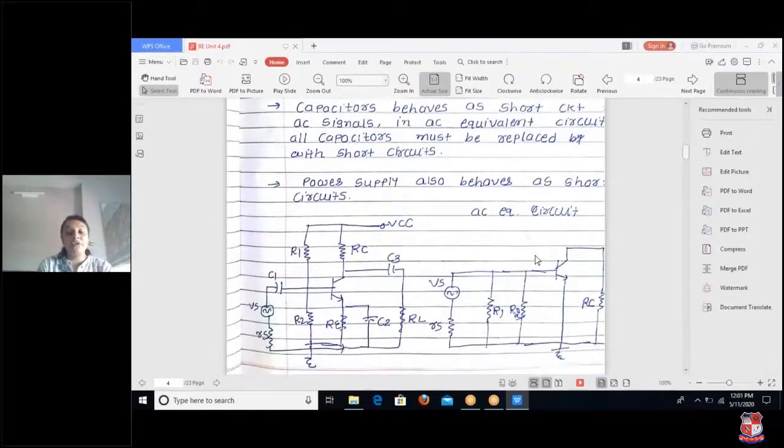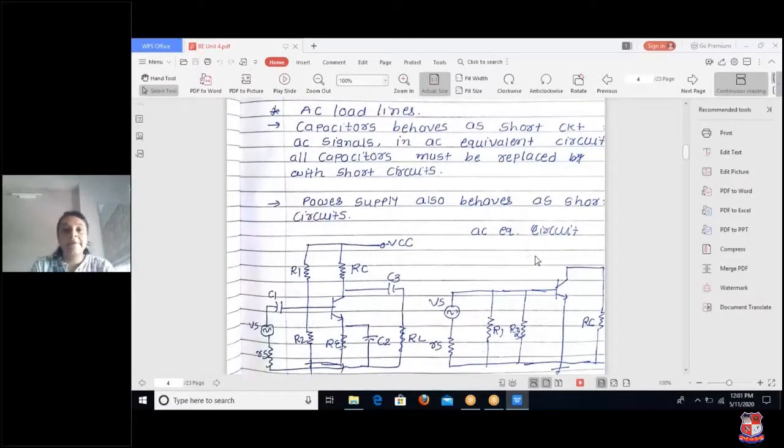Now the second topic is the AC equivalent circuit. Whenever we draw the AC equivalent circuit of any configuration, what happens? Our first step: capacitors behave as a short circuit, either the coupling capacitor or the bypass capacitor, which work as a short circuit for AC signals. So all the capacitors must be replaced with a short circuit. I will show you in a figure. And also the power supply behaves as a short circuit.